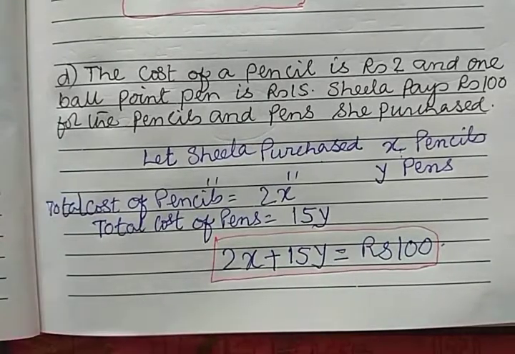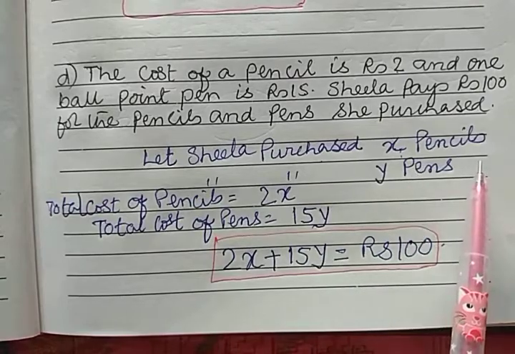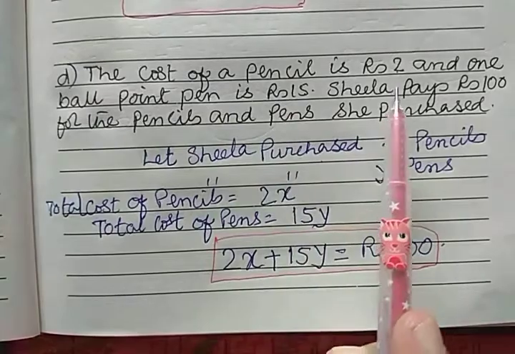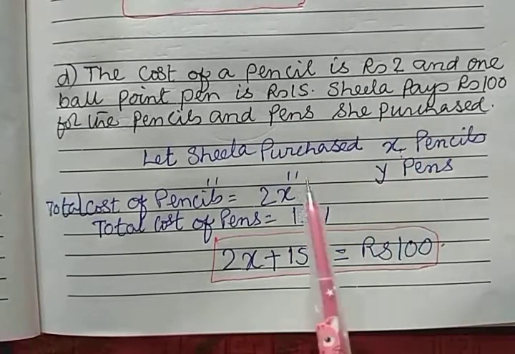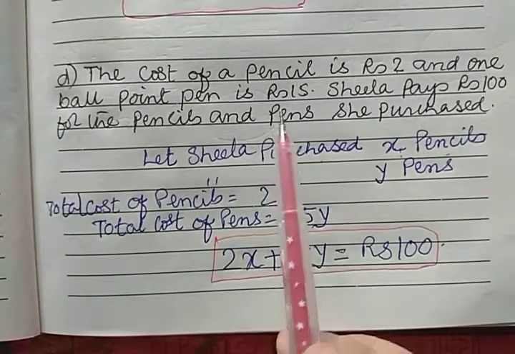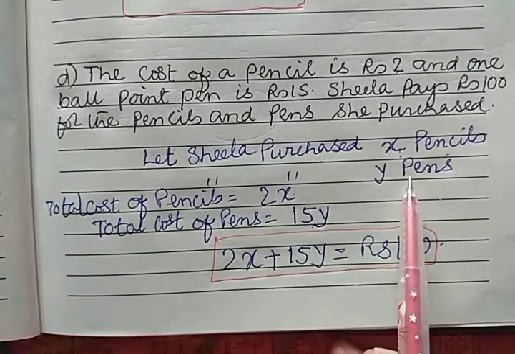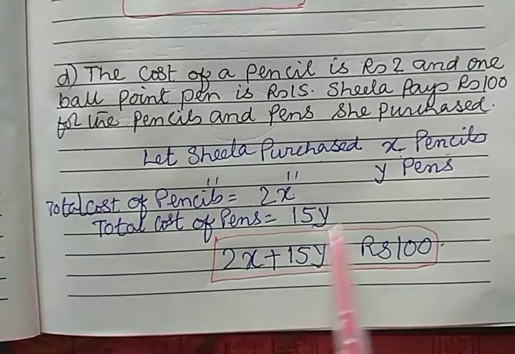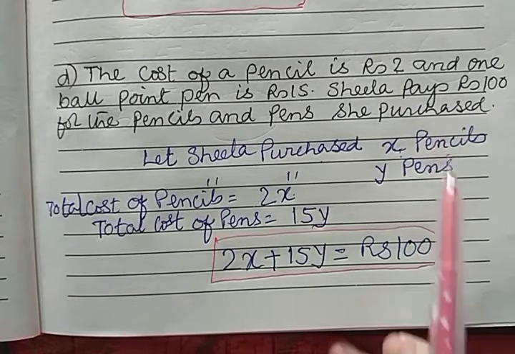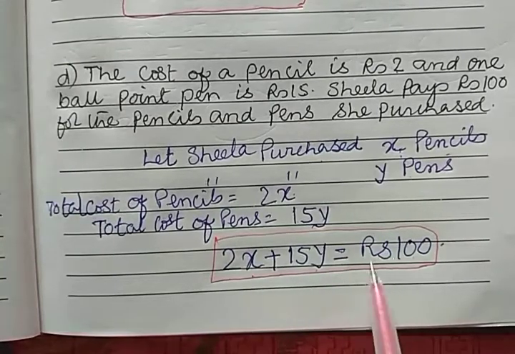So shall I tell you once again? Let Sheila purchase x pencils and y pens. The cost of each pencil is 2 rupees. Then what would be the cost of x pencils? 2x. The cost of each pen is 15 rupees. What would be the cost of y pens? 15y. So how much did Sheila pay for this? 100 rupees. So 2x plus 15y is equal to 100.